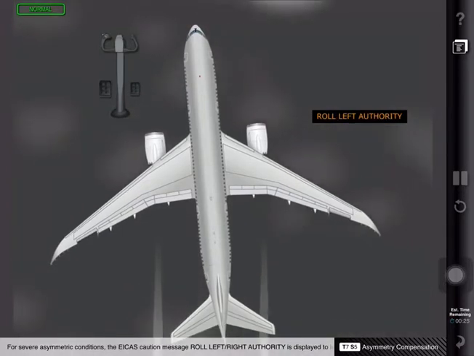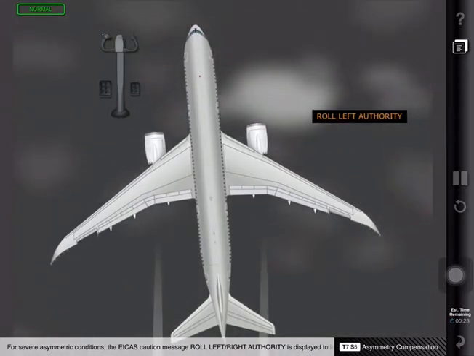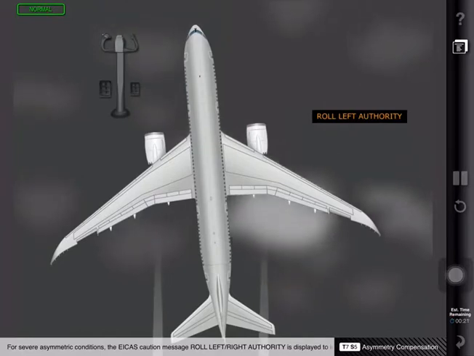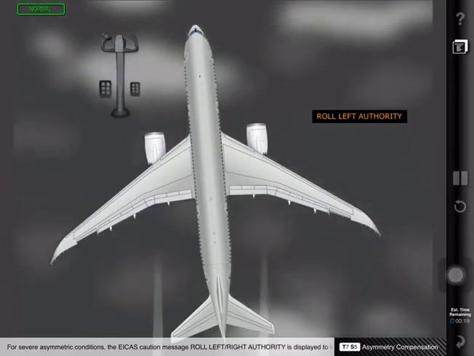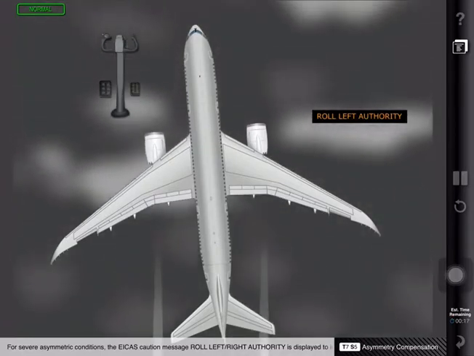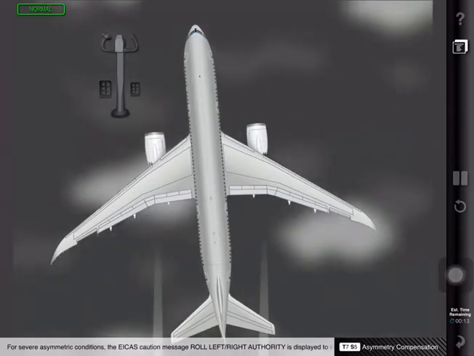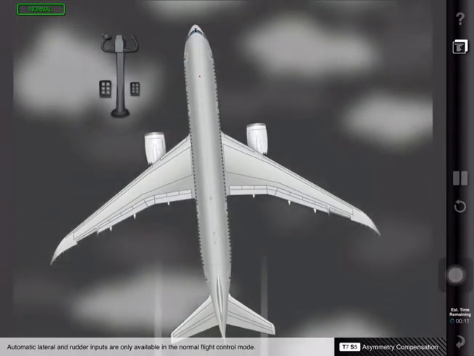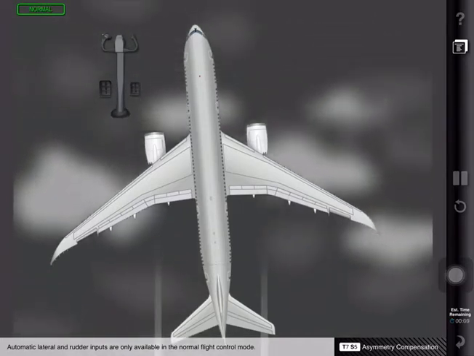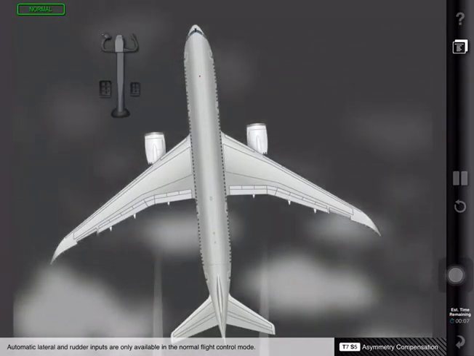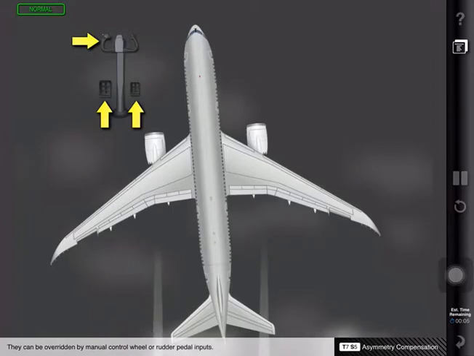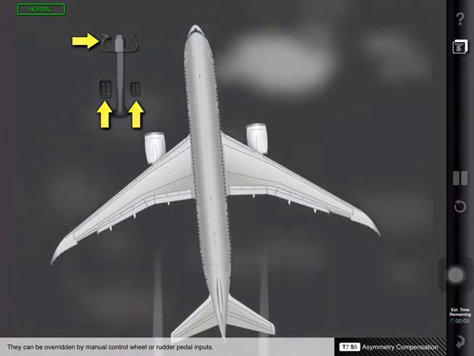For severe asymmetric conditions, the ICAS caution message Roll Left, Right Authority is displayed to inform the crew of the limited roll control available. Automatic lateral and rudder inputs are only available in the normal flight control mode. They can be overridden by manual control wheel or rudder pedal inputs.